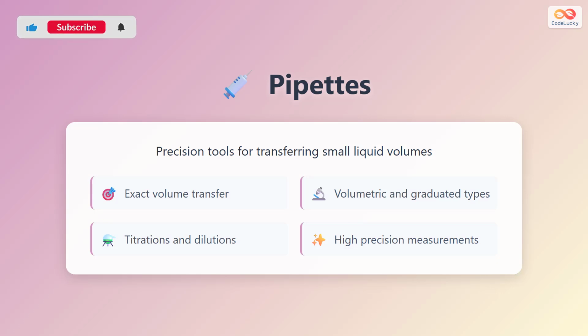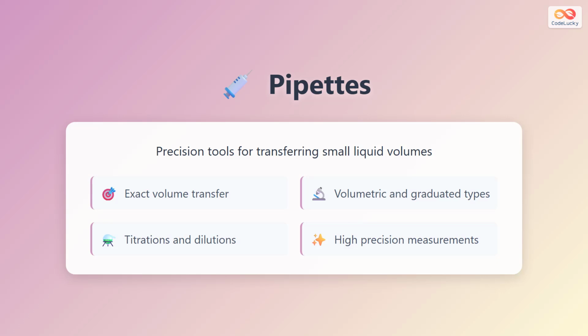Pipettes are precision instruments used for transferring small, exact volumes of liquid from one container to another. There are two main types: volumetric pipettes, which deliver one fixed volume with extreme accuracy, and graduated pipettes, which allow you to measure variable volumes.